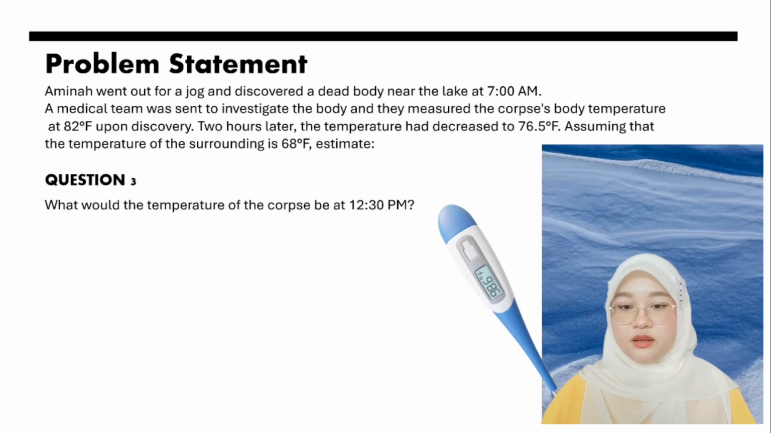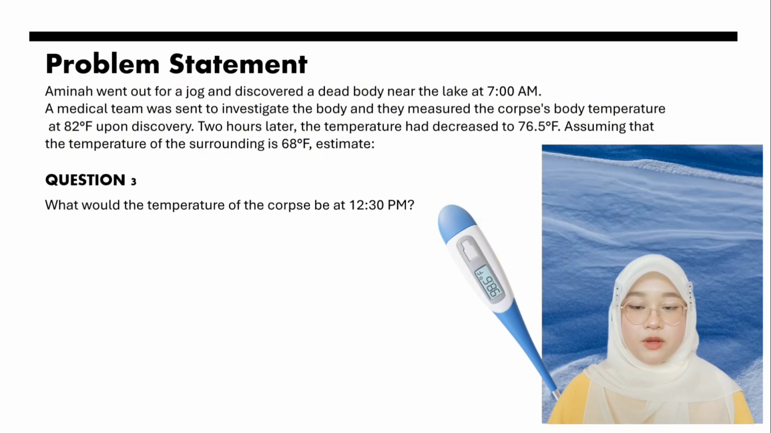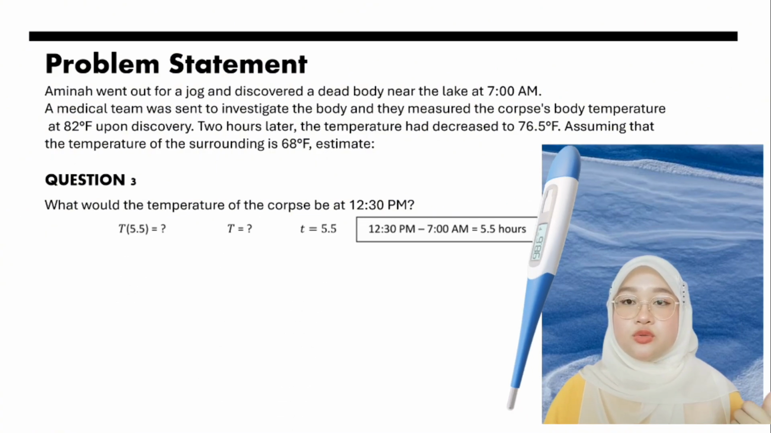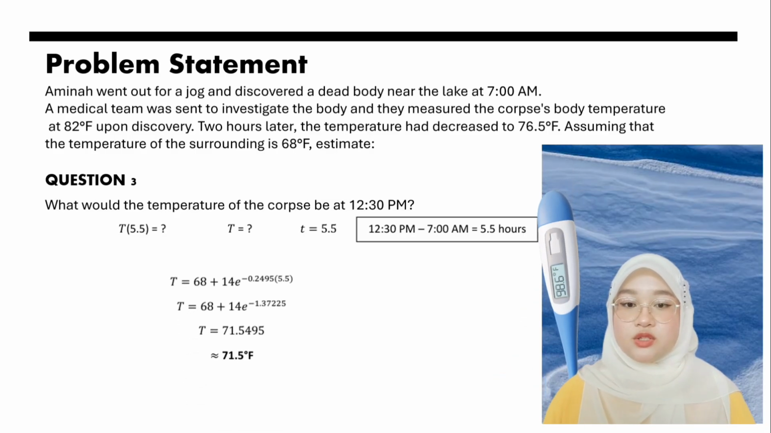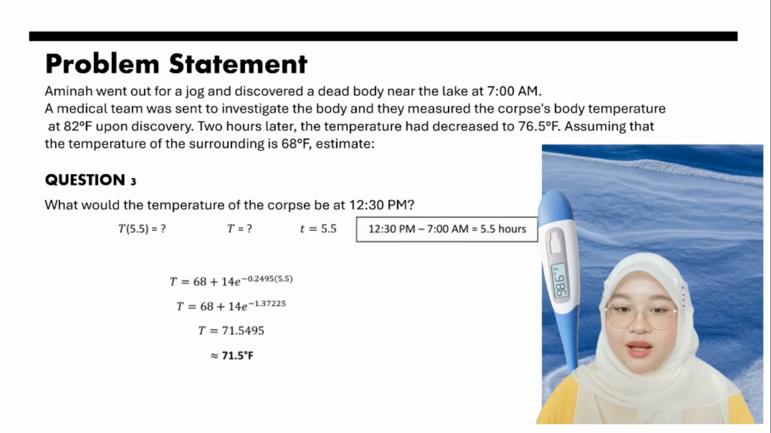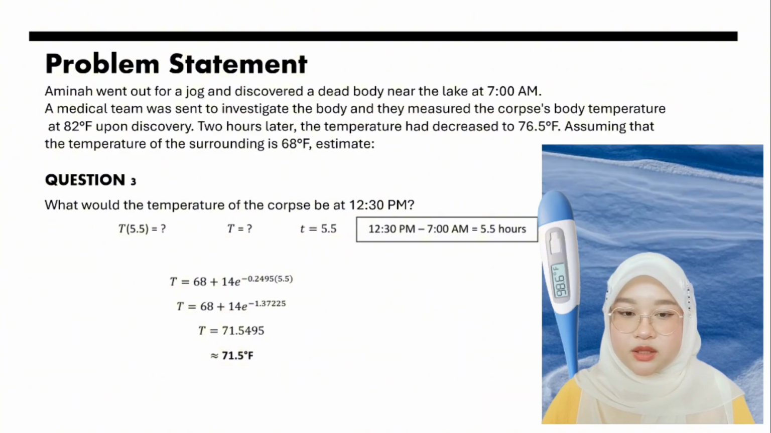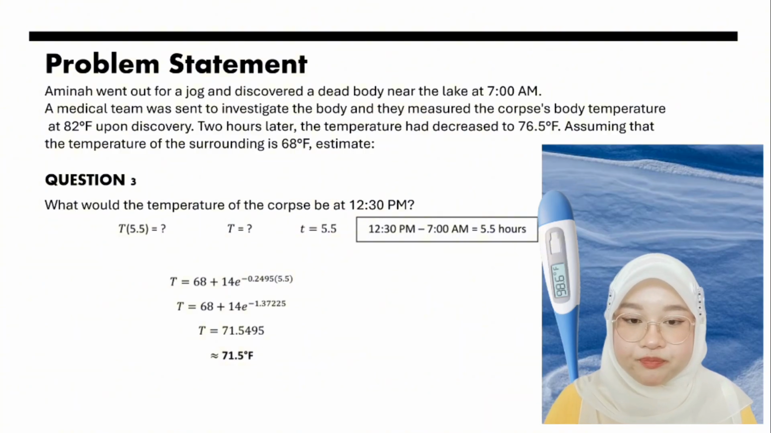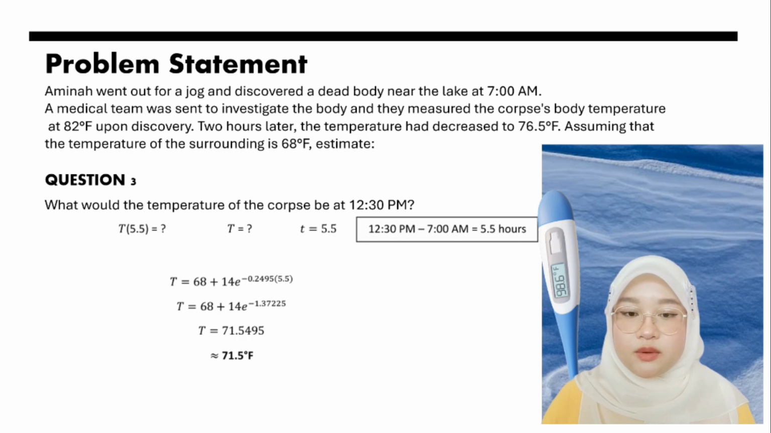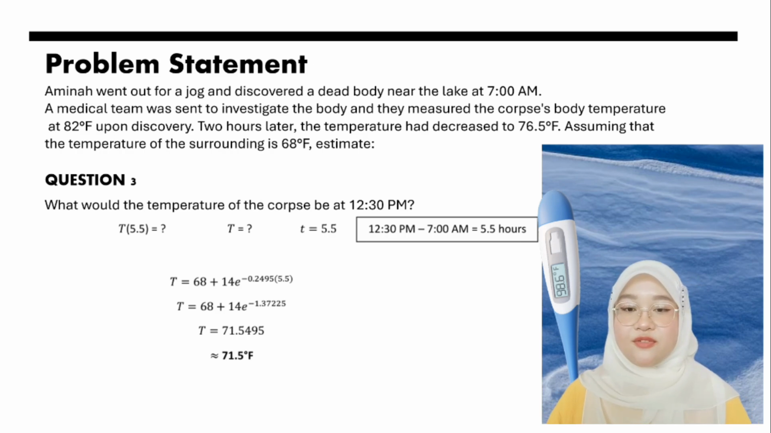For the third question, what would the temperature of the corpse be at 12:30 p.m.? We will use the same formula, but we set t to 5.5 hours to solve for T. T equals 68 plus 14 e to the minus 0.2495 times 5.5. We will get T equals 68 plus 14 e to the minus 1.37225. Therefore, calculating T, we will get 71.5495, approximately 71.5 Fahrenheit.